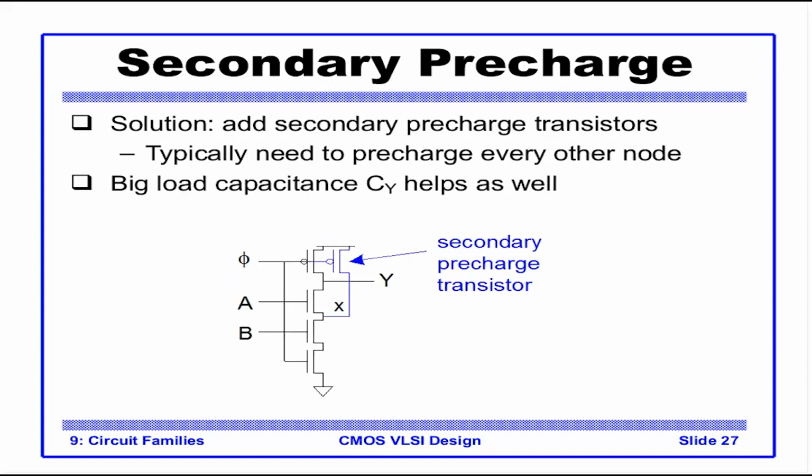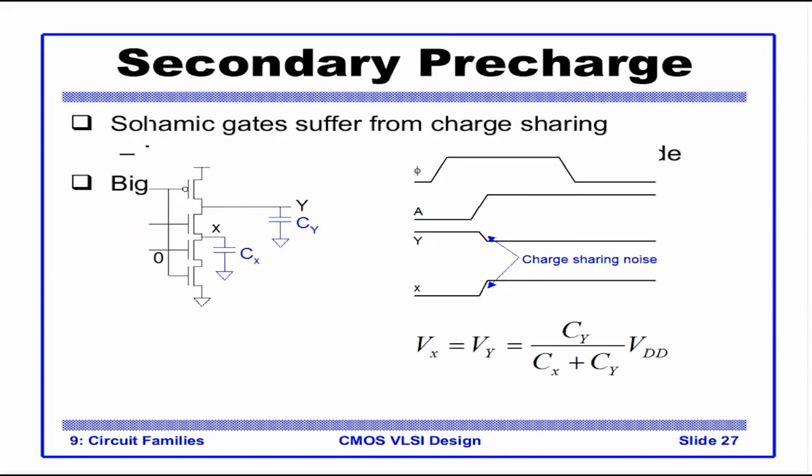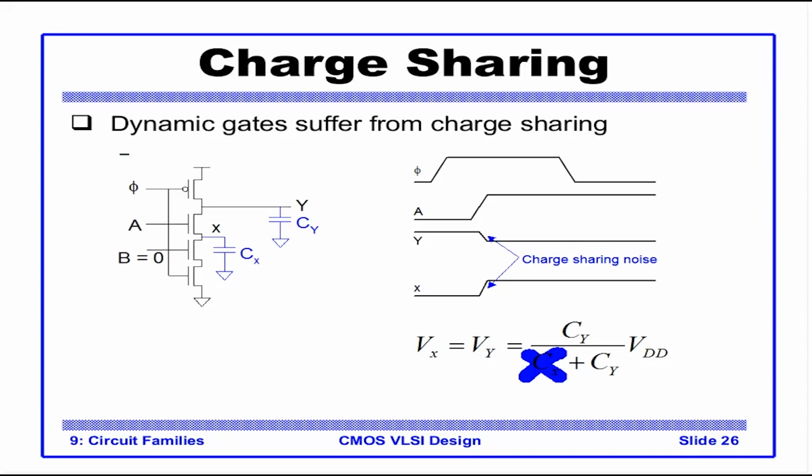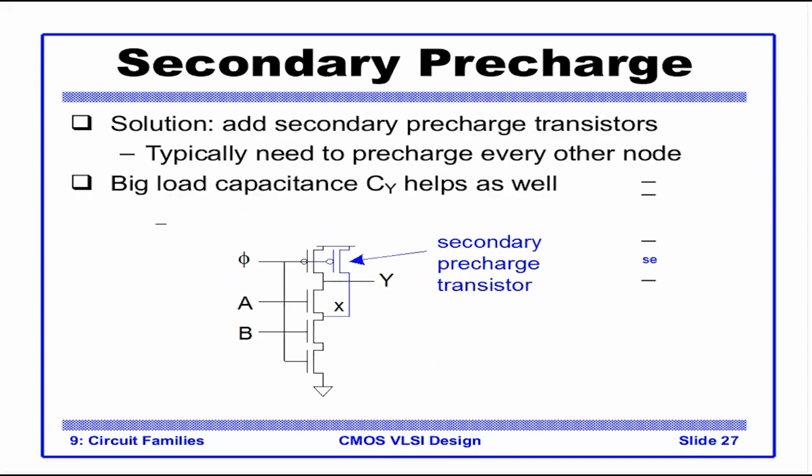Other thing I talked about was making Cy big, but then Cy will be big only when the load is higher. So big load capacitance Cy also helps, but again this is a disadvantage that a big load obviously will take a lot of time to charge up or charge down. So again it will be a slower system.